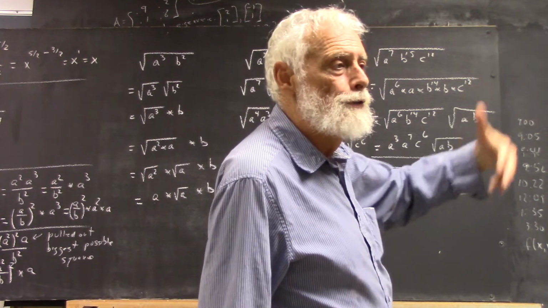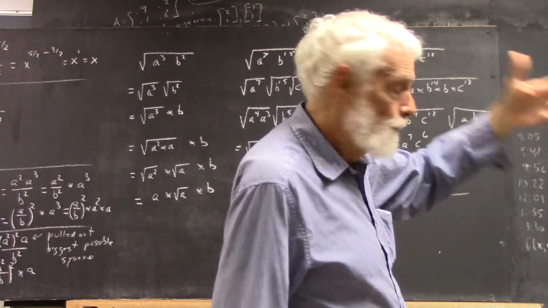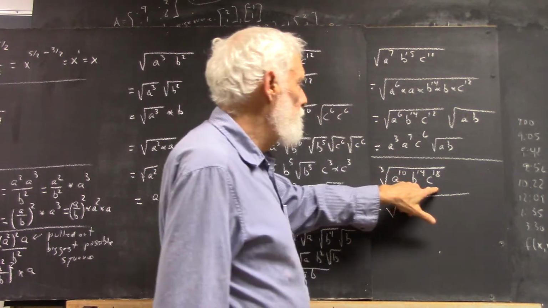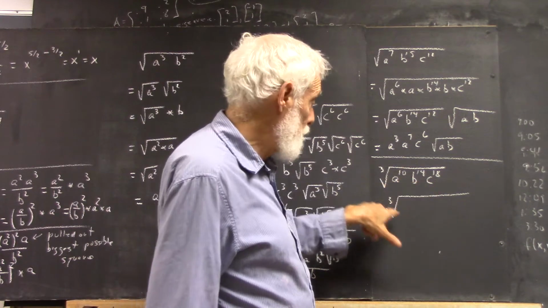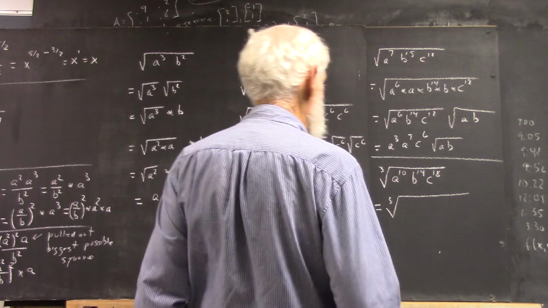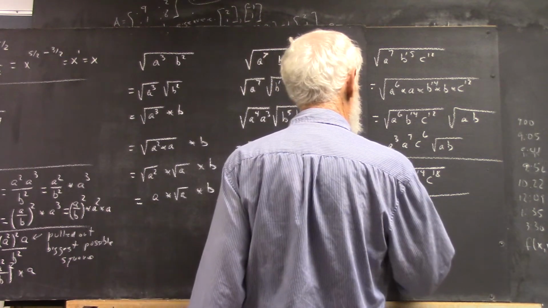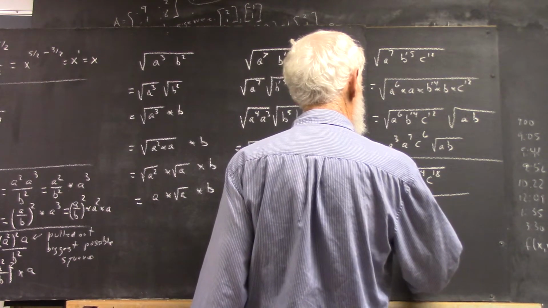We want a power that's a multiple of 3. So we want to pull out the biggest power we can out of each one of these that's a multiple of 3, right? Because that's going to be the secret here. So we're going to have to pull out an a to the 9th times a.